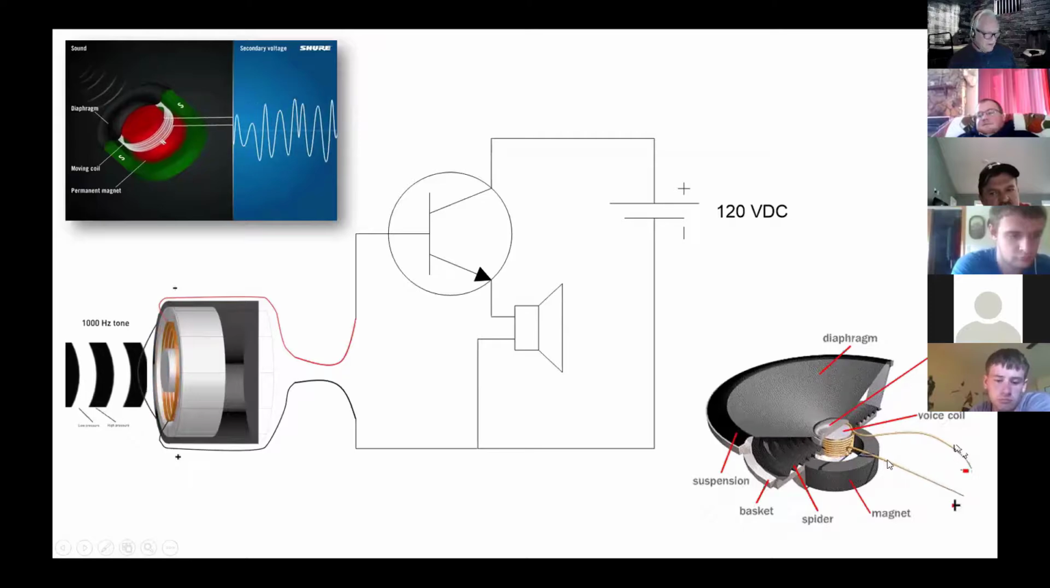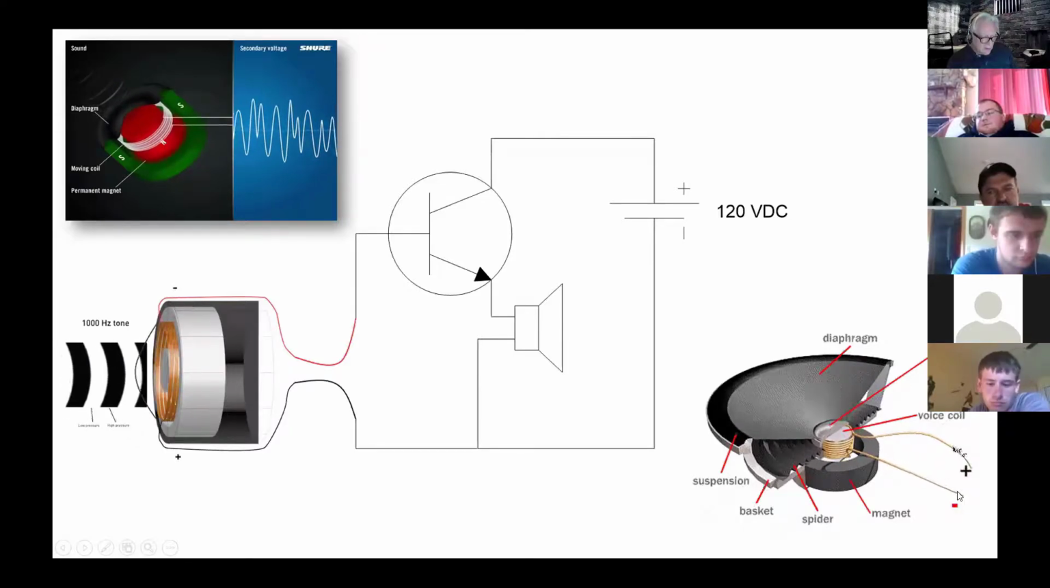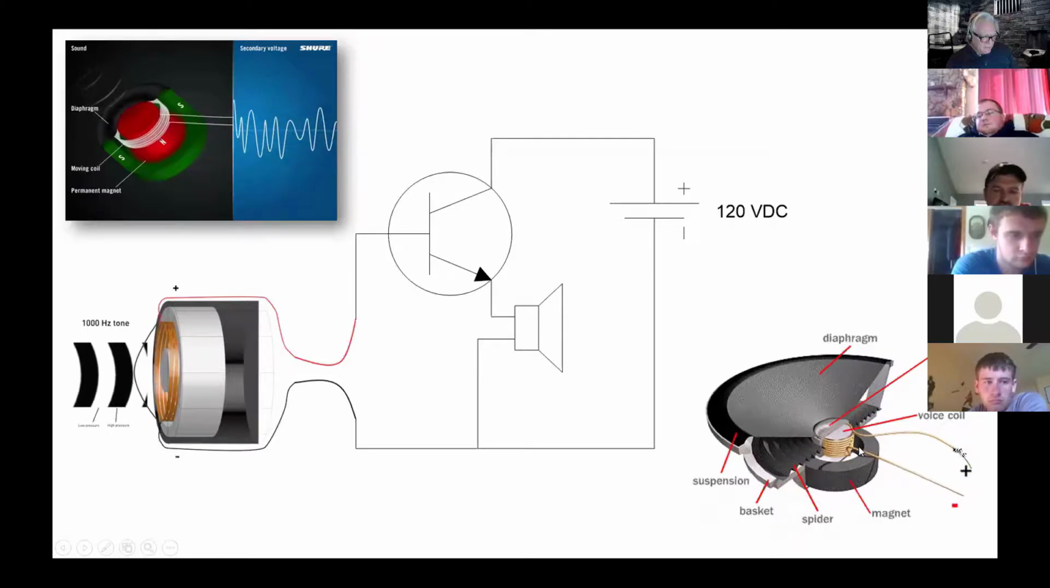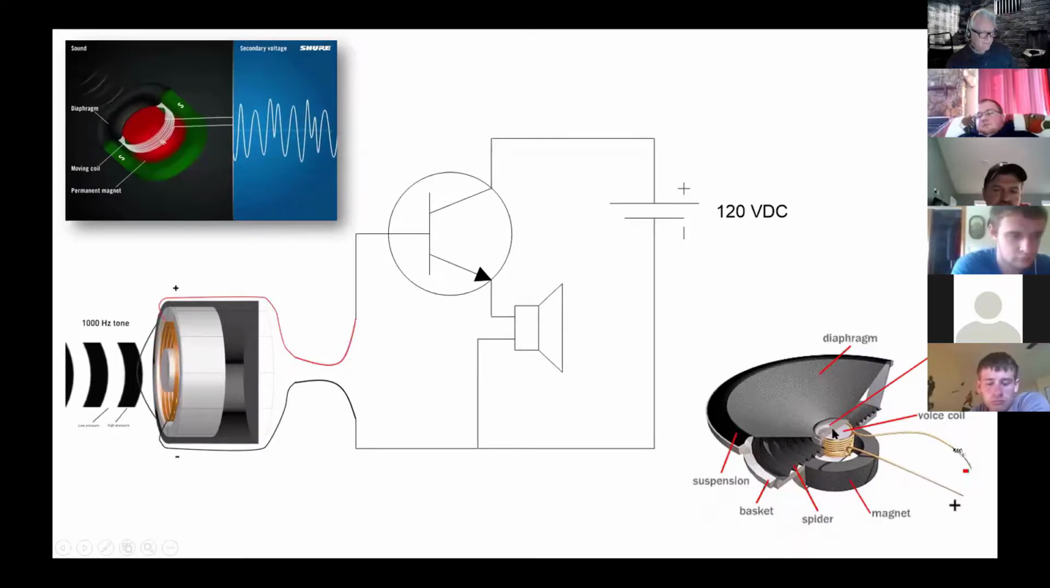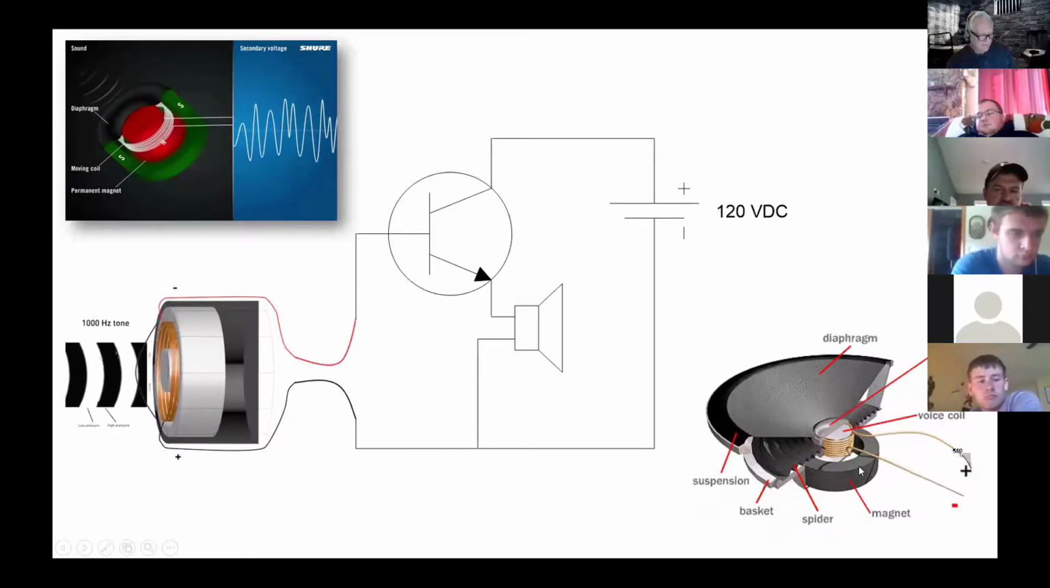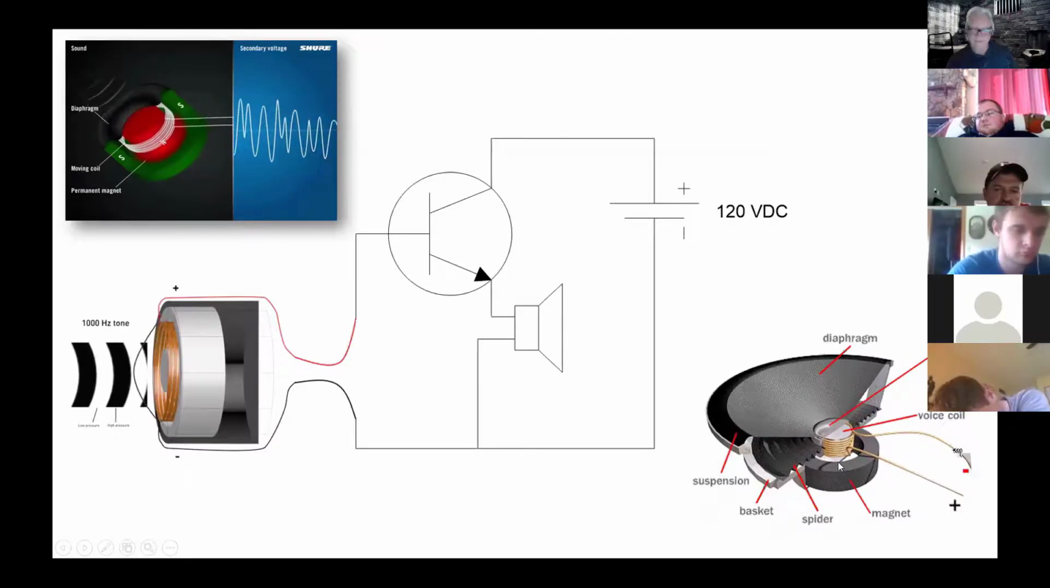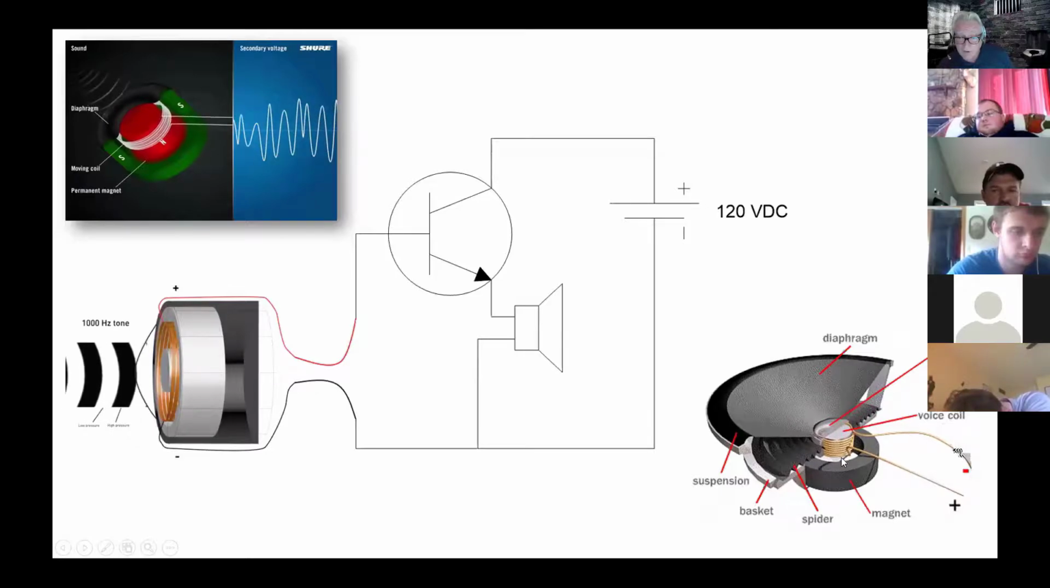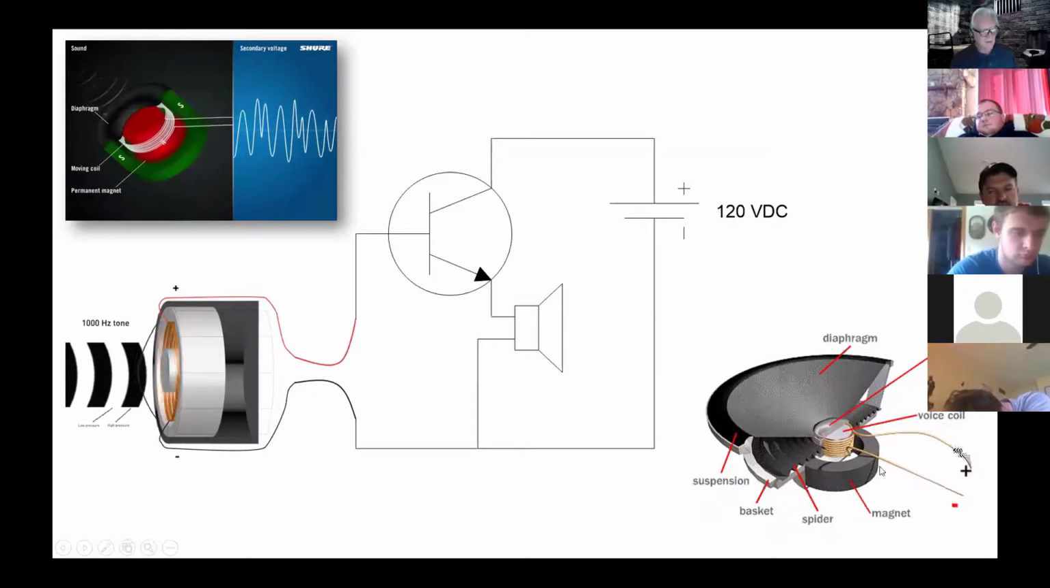It's got a magnet in the middle right here, and this coil, if it receives current, it's going to become magnetized, and I've got a magnet and an electromagnet. I'm going to get movement. This is essentially a motor because I've got one magnet, I'm creating another magnet, and that causes them to move.